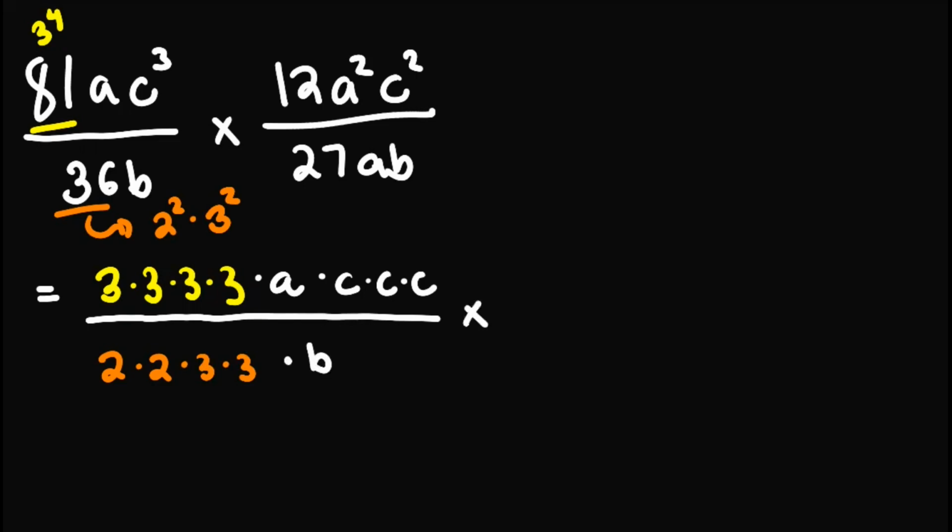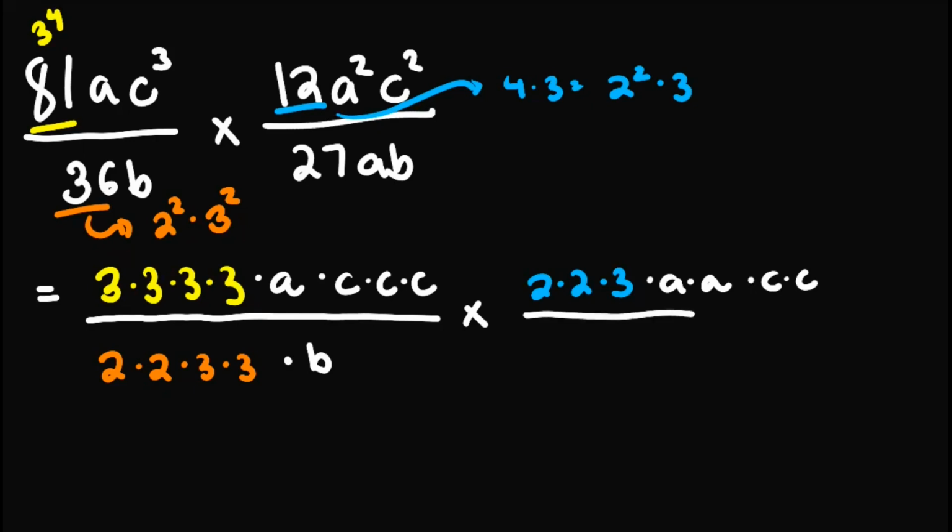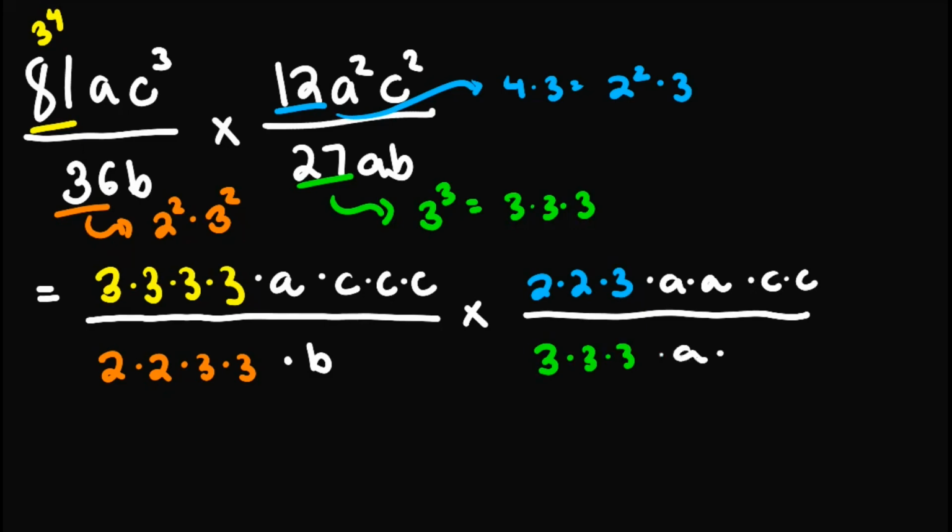Now 12 is equal to 4 times 3 or 2 squared times 3. So we'll have here 2 times 2 times 3 times a, since we have a squared, and times c, all over 27. This one is equal to 3 cubed or 3 times 3 times 3. So we'll have here 3 times 3 times 3 times a times b. After this, it's now time to cancel out.